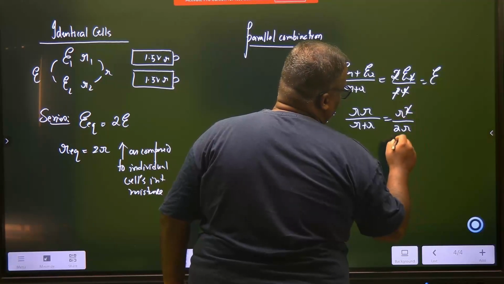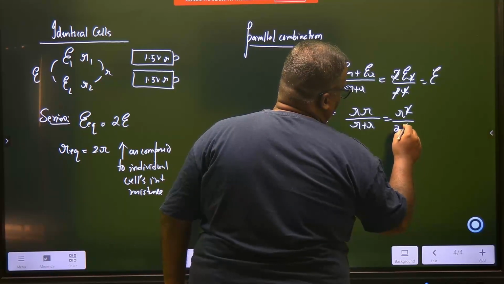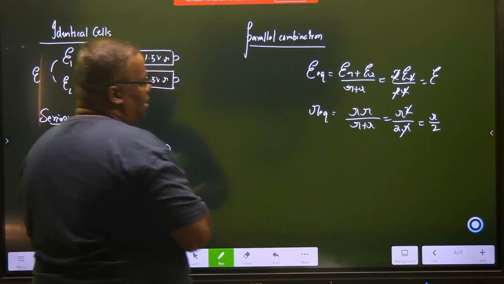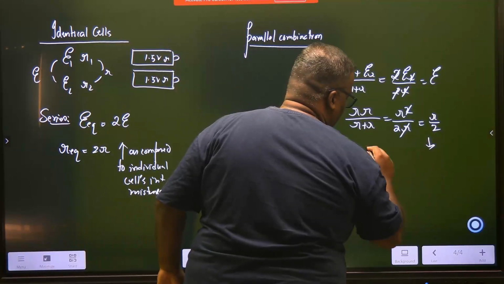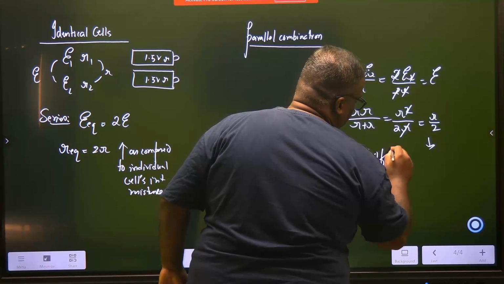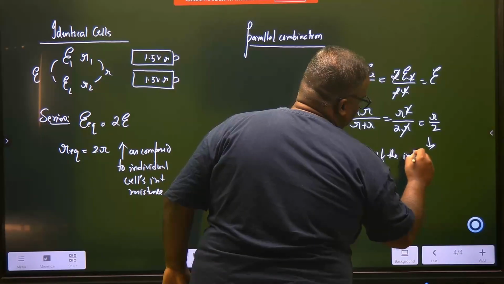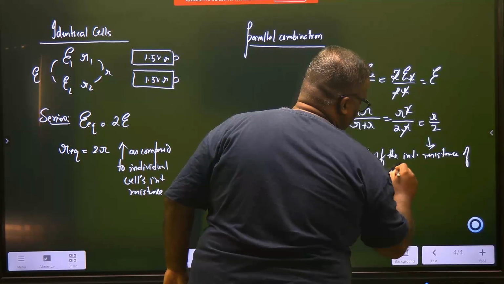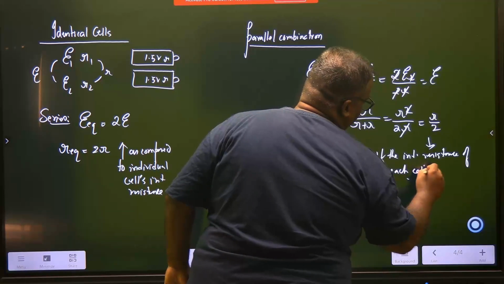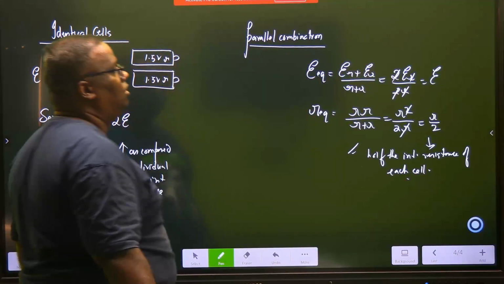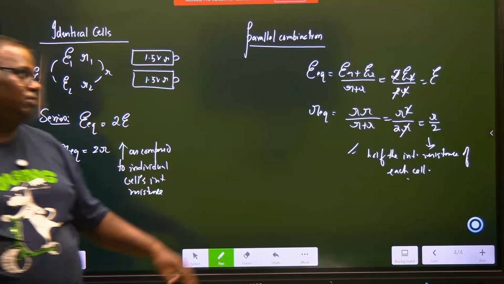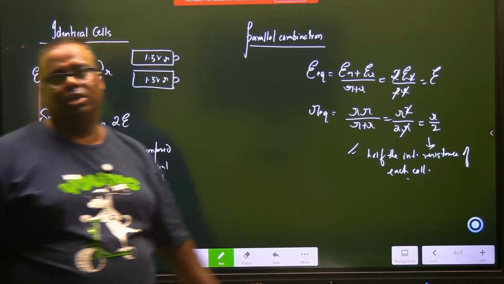So square takes away one of the R and your overall resistance is half R. So this is half the internal resistance of each cell. And this is the striking parameter due to which the circuit's resistance falls, and as a result of which you are able to draw more current.